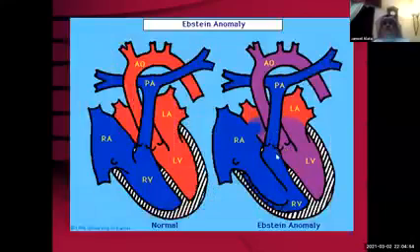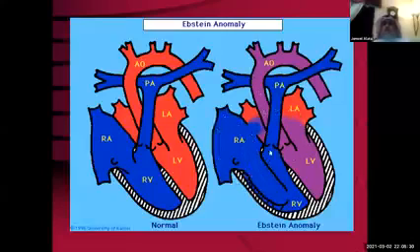Another cyanotic heart disease with possibly limited or not limited pulmonary blood flow is Ebstein anomaly. What is Ebstein anomaly? Downward displacement of the tricuspid valve with atrialization of a variable degree portion of the right ventricle, causing severe tricuspid regurgitation, so causing high pressure here, and if there's an ASD, a right to left shunt, and it will cause the cyanosis.